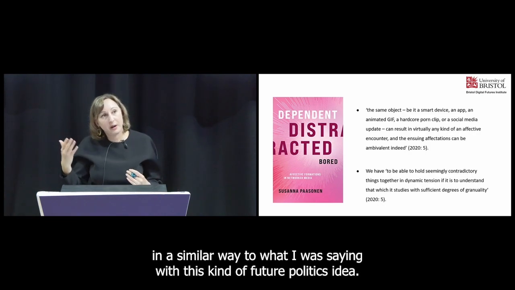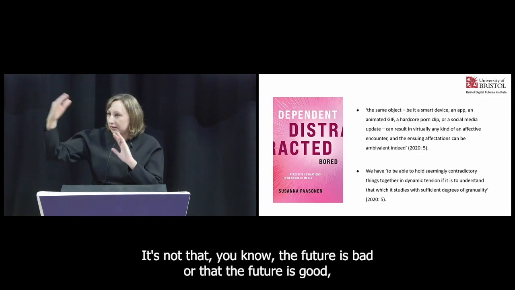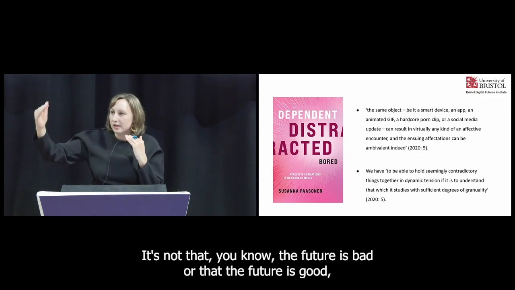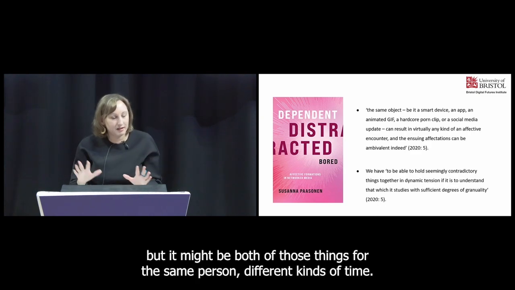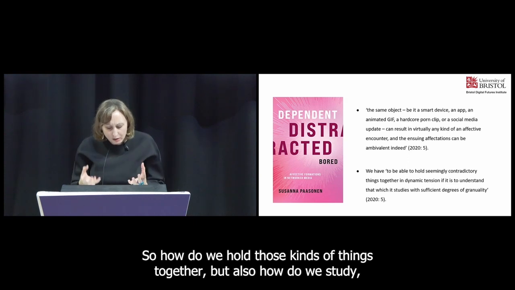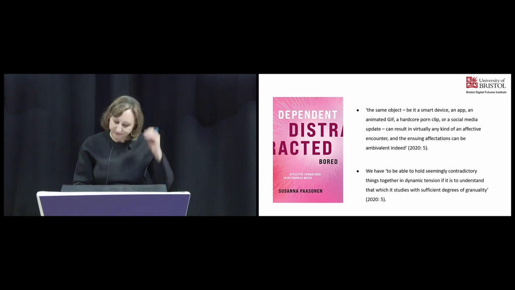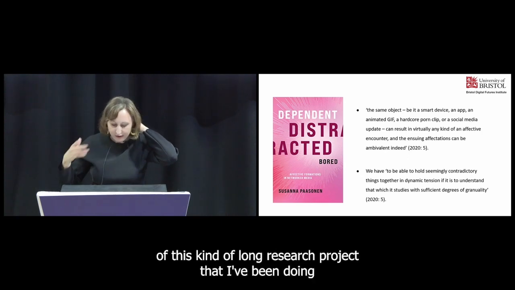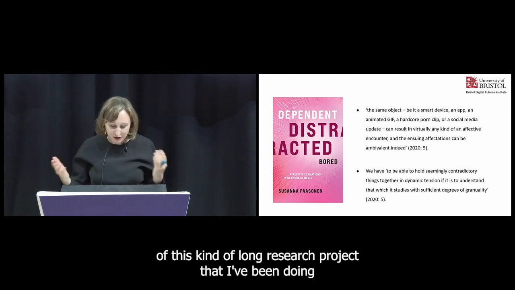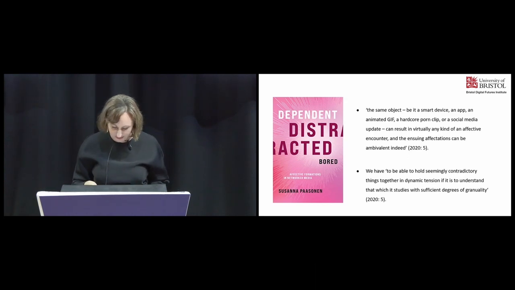In a similar way to what I was saying with the future politics idea, it's not that the future is bad or that the future is good, but it might be both of those things for the same person at different times. So how do we hold those things together, but also how do we empirically study them? This is the backdrop of this long research project that I've been doing for quite a few years now, and I will write into a book at some point.